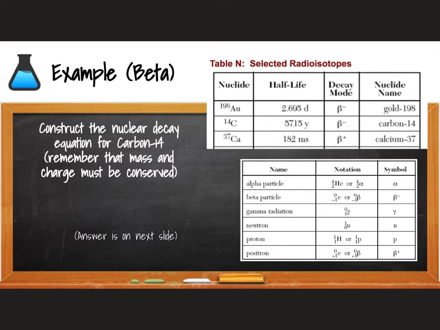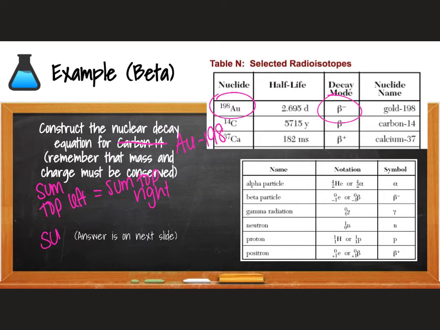So on this slide, it wants you to try your own example of a decay equation for beta decay. And it says construct the nuclear decay equation for carbon-14. Now, we just did that on the previous slide, which I didn't catch. So we're actually just going to try it instead. Let's just do gold because it also undergoes beta decay. So instead, we'll change this to gold-198. Okay, and it says remember that the mass and charge must be conserved. That means that the sum of the top on the left must equal the sum of the top on the right.